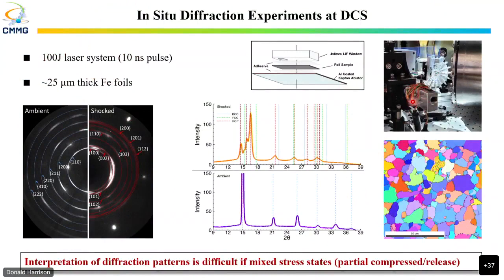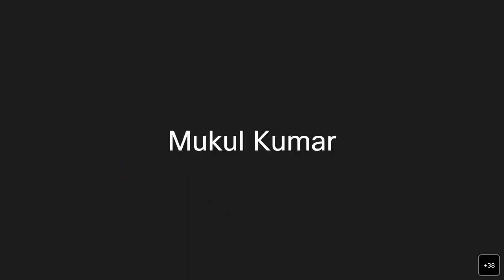And you can generate diffraction patterns, like this is the ambient diffraction pattern showing BCC peaks. This is the shock compressed diffraction pattern. And you can basically start indexing these peaks based on their positions in that sense. So you can distinguish between an ambient and a shock microstructure. And you can see, okay, you definitely see this is phase transformation.